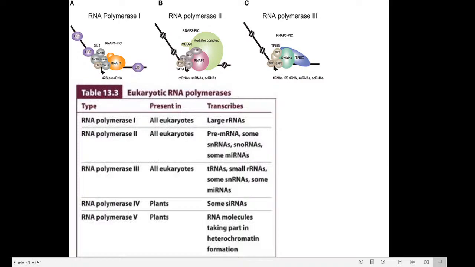Then for RNA polymerase 2, activation needs the mediator complex. This mediator complex, MED26, can extend the TATA region, so it produces mRNA, snRNAs and scRNAs.